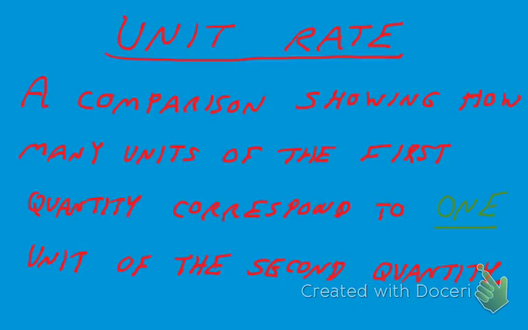Okay, so now that we know that a ratio is a comparison of two numbers, there's a specific kind of ratio that we can look at called a unit rate. And it's what we see when we drive around town and see the cost per 1 gallon of gas. A unit rate is a comparison showing how many units of the first quantity correspond to 1 unit of the second quantity. So we're looking for how much does it cost per 1 ounce, or per 1 pound, or per 1 gallon. Okay, so that's a unit rate.